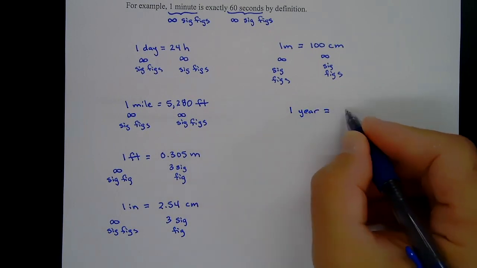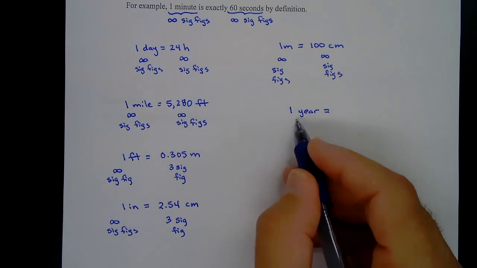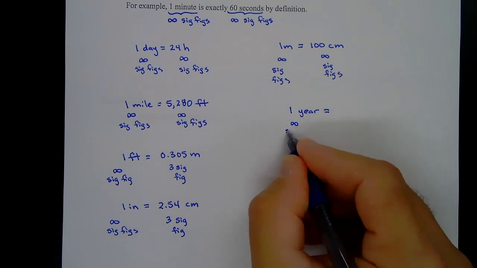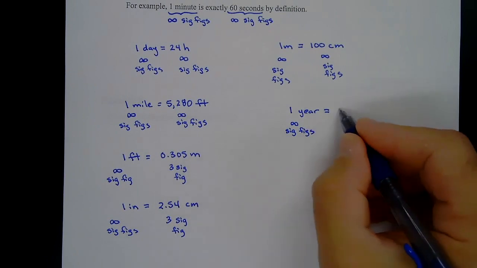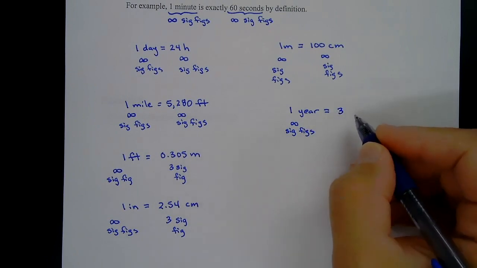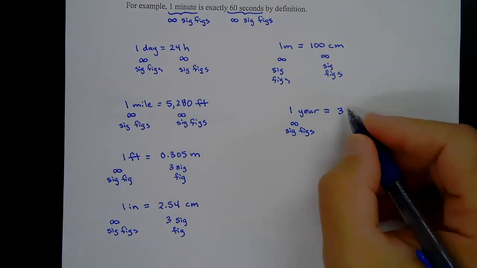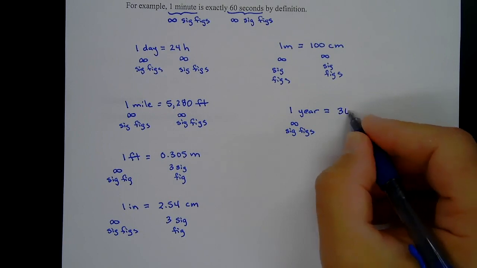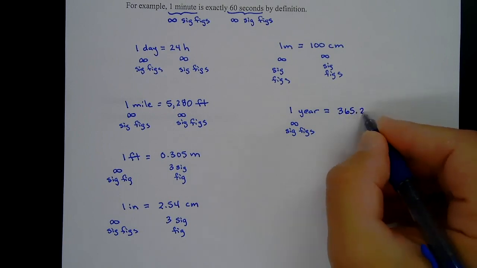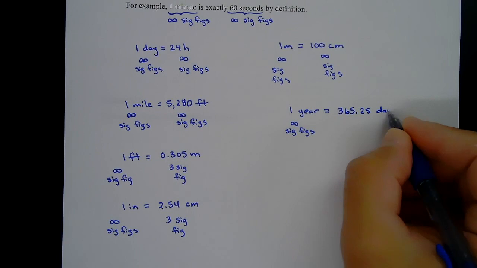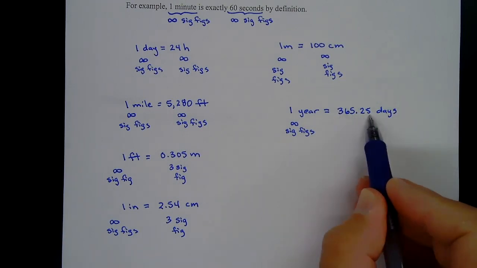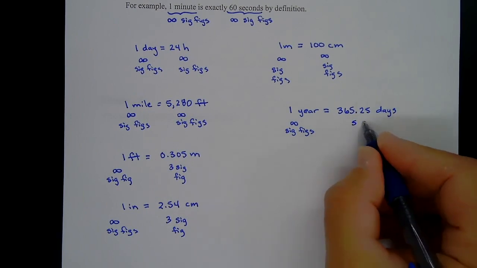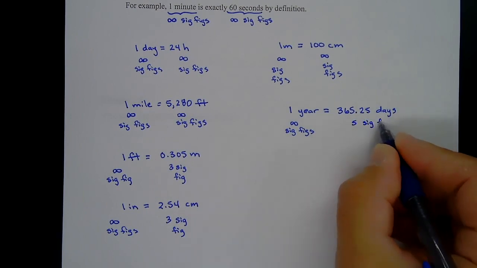Another one of these is 1 year. 1 year is exact, so that has infinite sig figs. And we've been using 365 days, but that's actually an approximation. An even more precise approximation, but still an approximation, is 365.25 days. And all of the digits are significant. So we have 5 significant figures.